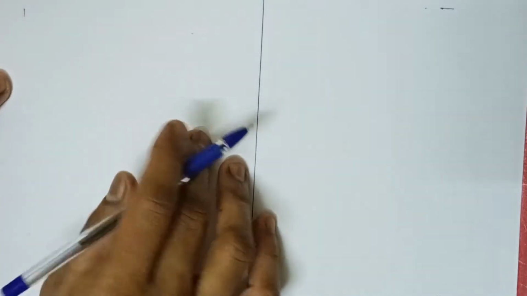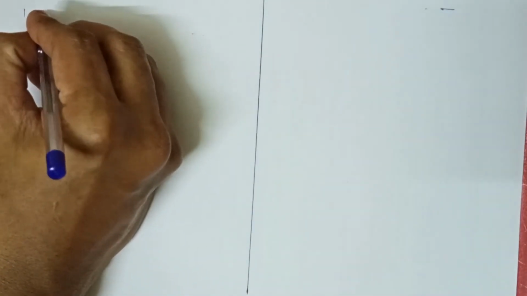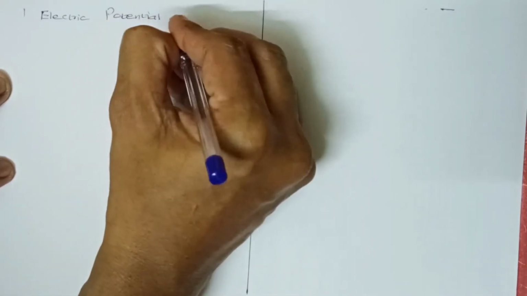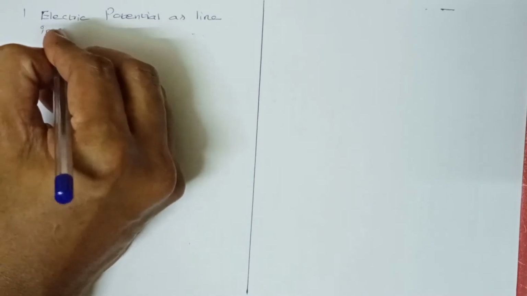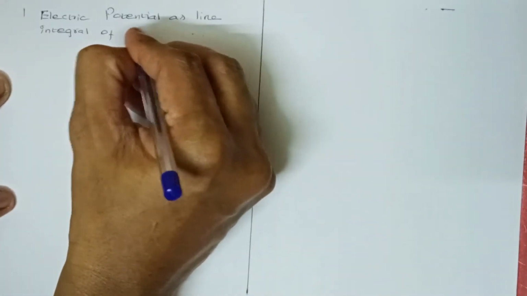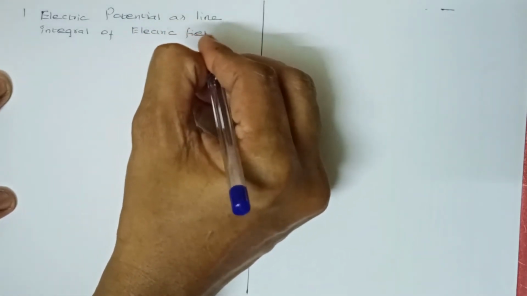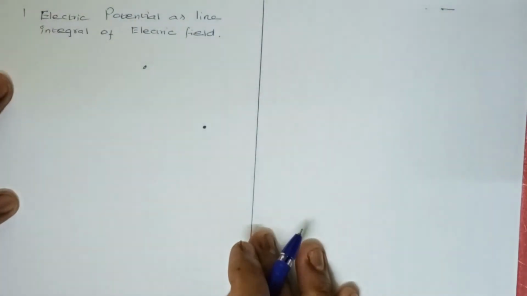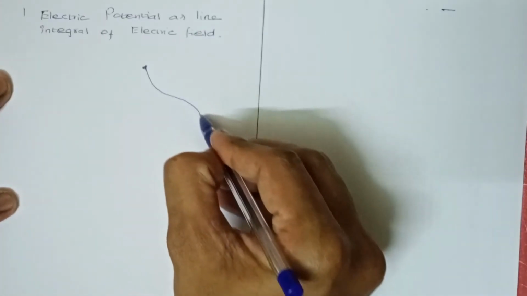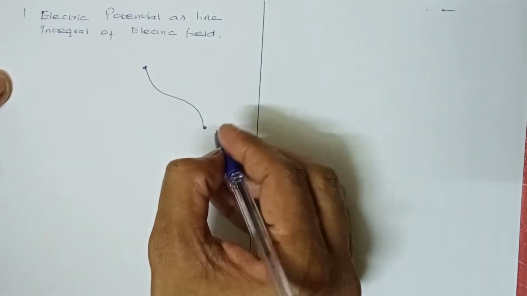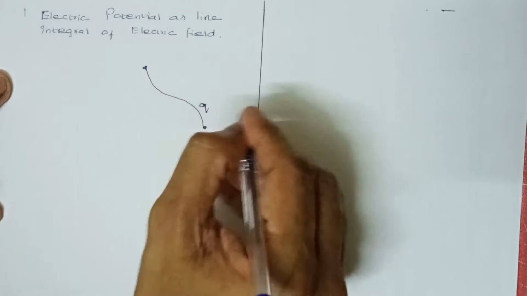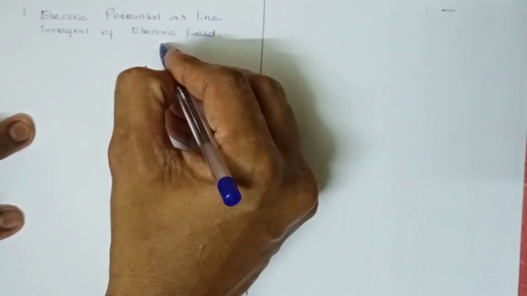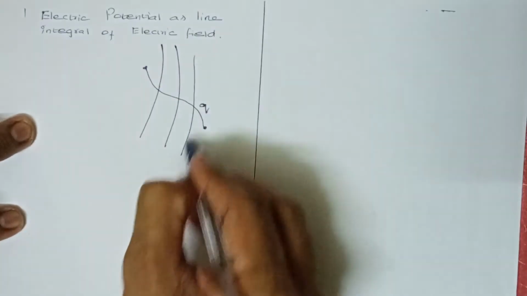Students, this is one of the important derivations in electric potential: electric potential as the line integral of electric field. Suppose A and B are two points, so let me connect this A and B. A charge plus Q moves from A to B in a non-uniform electric field, the electric field is not uniform. So I can draw lines like this. This is a non-uniform electric field.